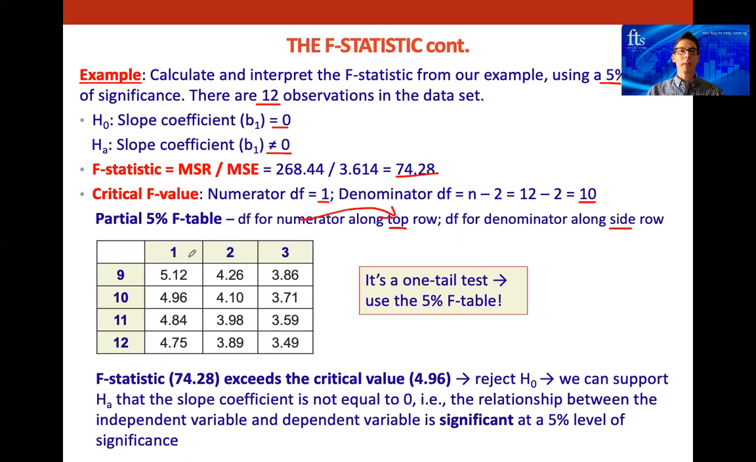So what is our critical value going to be? This is our numerator degrees of freedom there along the top row, and our denominator degrees of freedom there along the side row. So it's going to be this one over there, right? It's going to be 4.96. And don't let them confuse you on the exam. It's a one-tailed test, so we're going to use the 5% table.